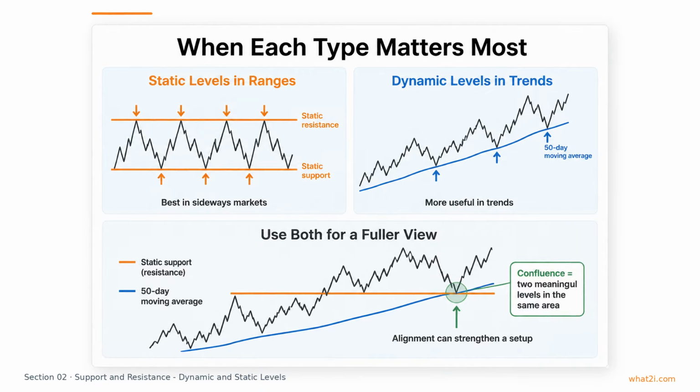The strongest setups often appear when both types line up in the same area. For example, a pullback into a horizontal support zone that also matches a rising moving average can attract extra attention. That overlap is often called confluence. Confluence does not guarantee success, but it can make a trade idea more structured and more convincing.